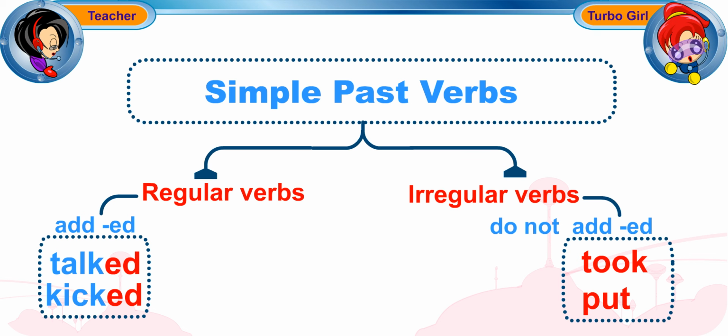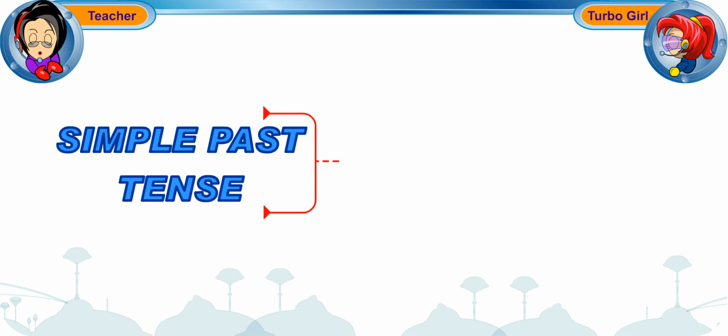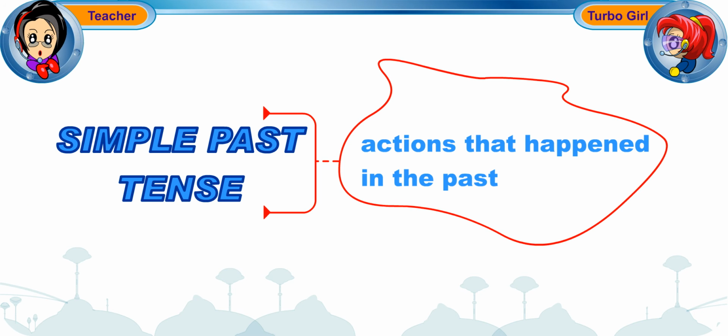I can still remember the lesson on regular and irregular verbs. That's wonderful, Turbo Girl. We use the simple past to talk about actions that happened in the past. Let's first look at some examples. Turbo Girl, can you please read these sentences?